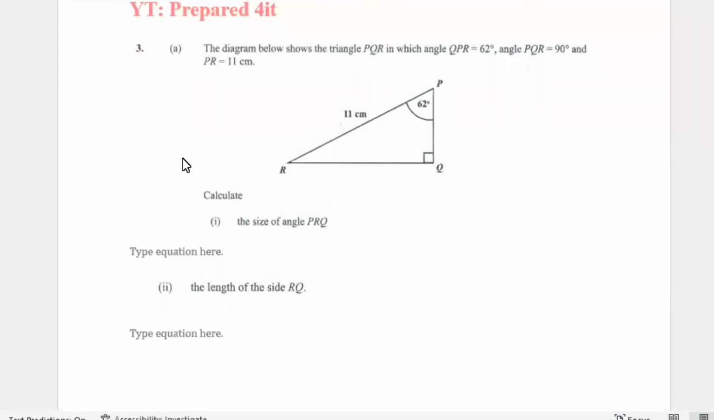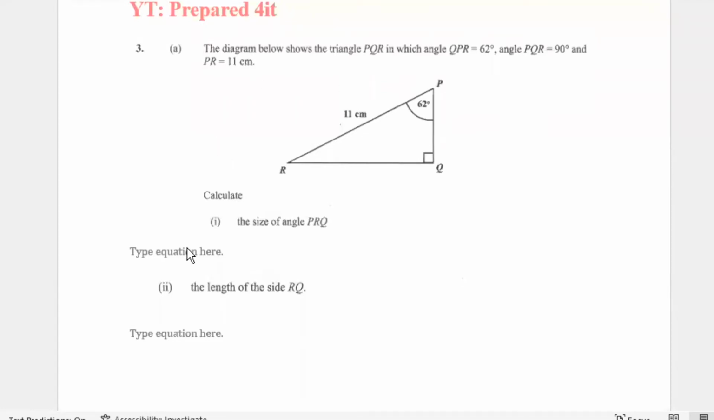Question 3, June 2021. The diagram below shows the triangle PQR in which angle QPR is 62 degrees, and angle PQR is 90 degrees, which we can see from this little square representing our 90 degrees. And PR, which is our hypotenuse, is 11 centimeters. In part 1, they ask us to calculate the angle PRQ.